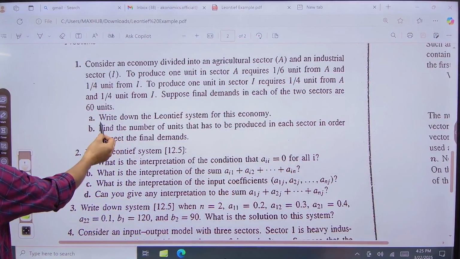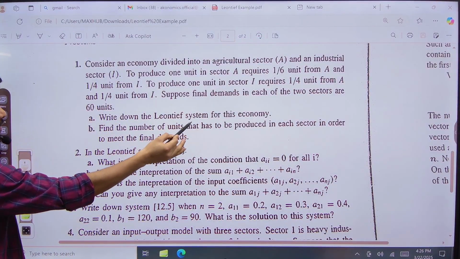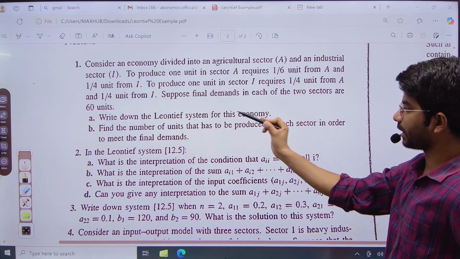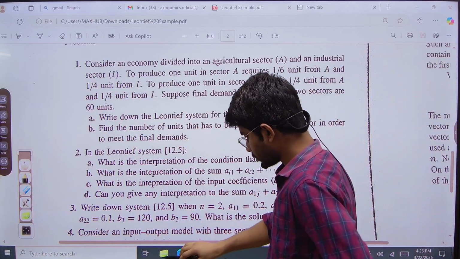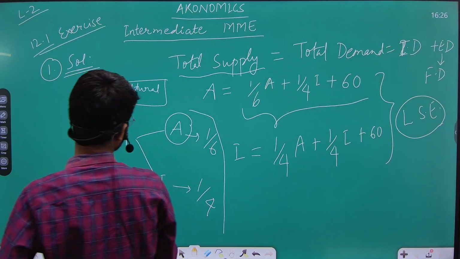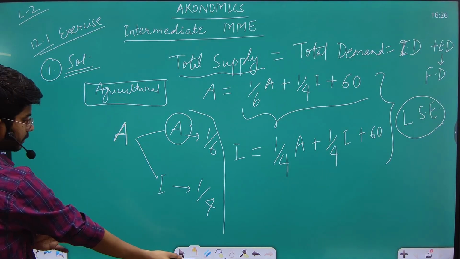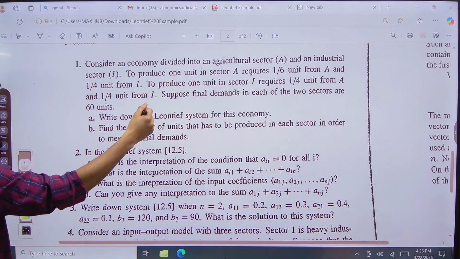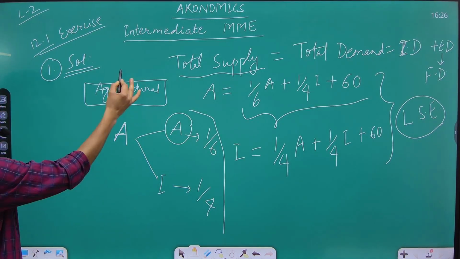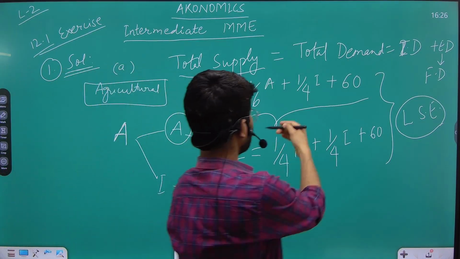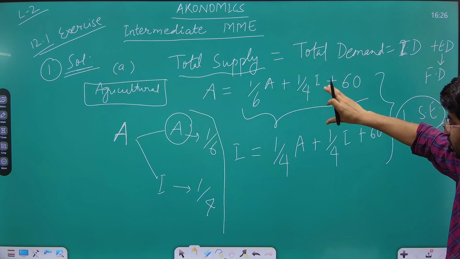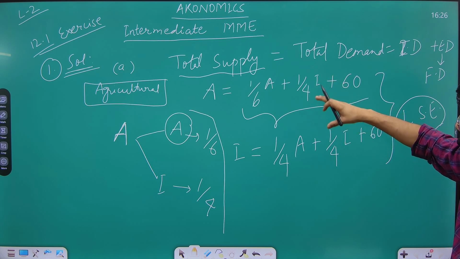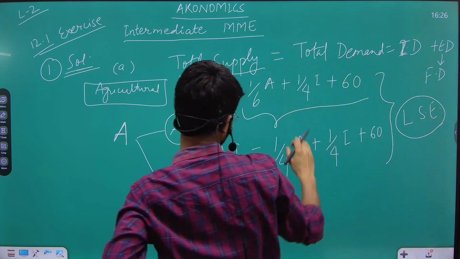So the first part was to write down the Leontief system of this economy, and the second is to find the number of units that have to be produced in each sector in order to meet the final demands. So to meet the final demand, what would be the total production? Okay, this was the question. So how many units would be produced in each sector to meet the final demand? Okay, so this was part A. You can write these same equations in the exam. Besides that, you can also try rationalizing it and reducing it to simpler equations.